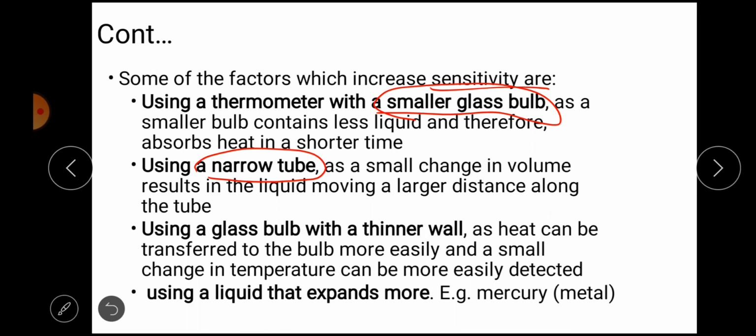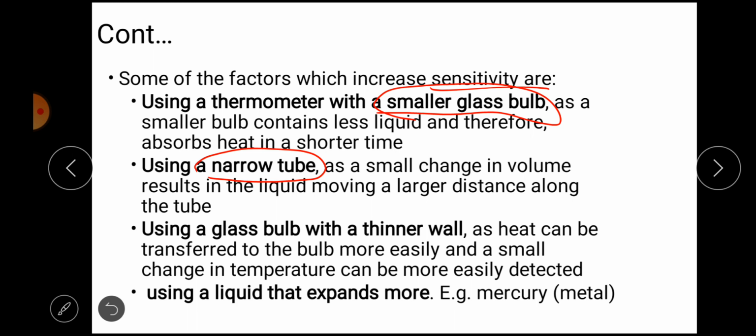So a small change, if the tube is wide, the distance moved by the liquid will therefore be small if the tube is wide. So that is why we use a narrower tube, because a narrower tube allows the distance moved by the liquid to be great.